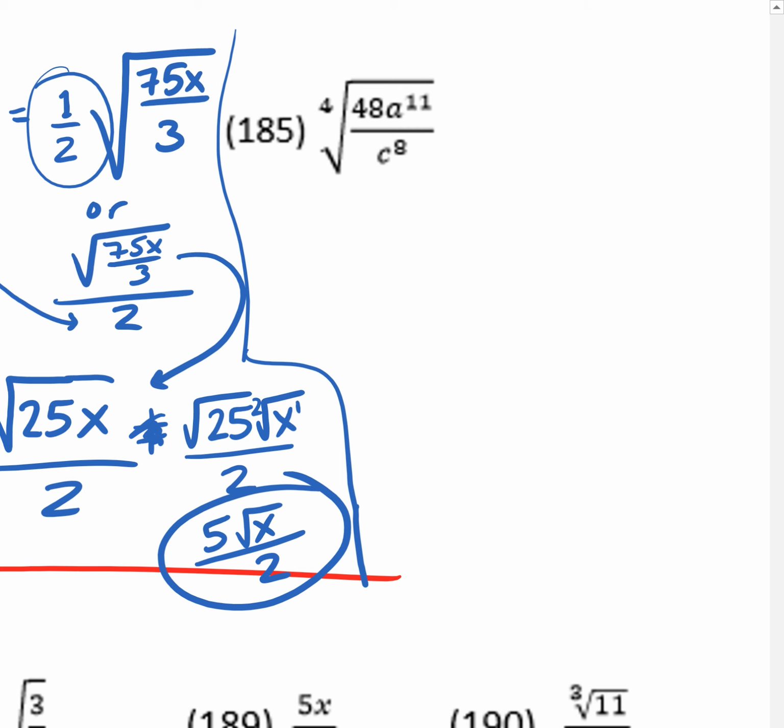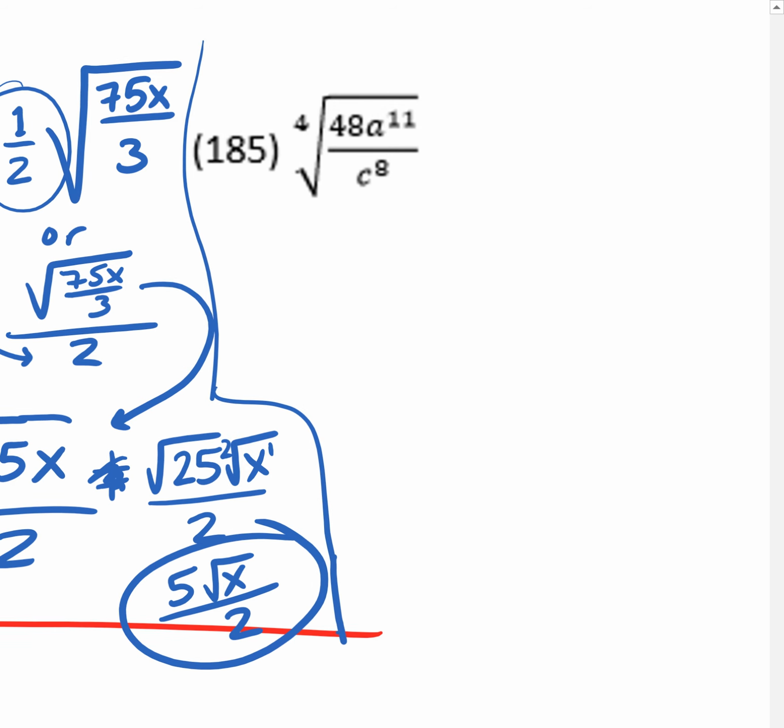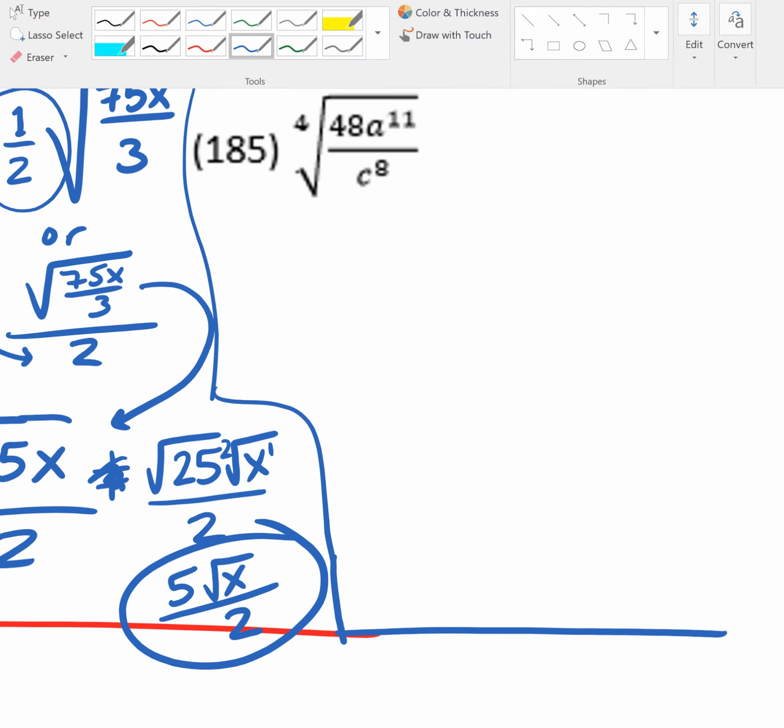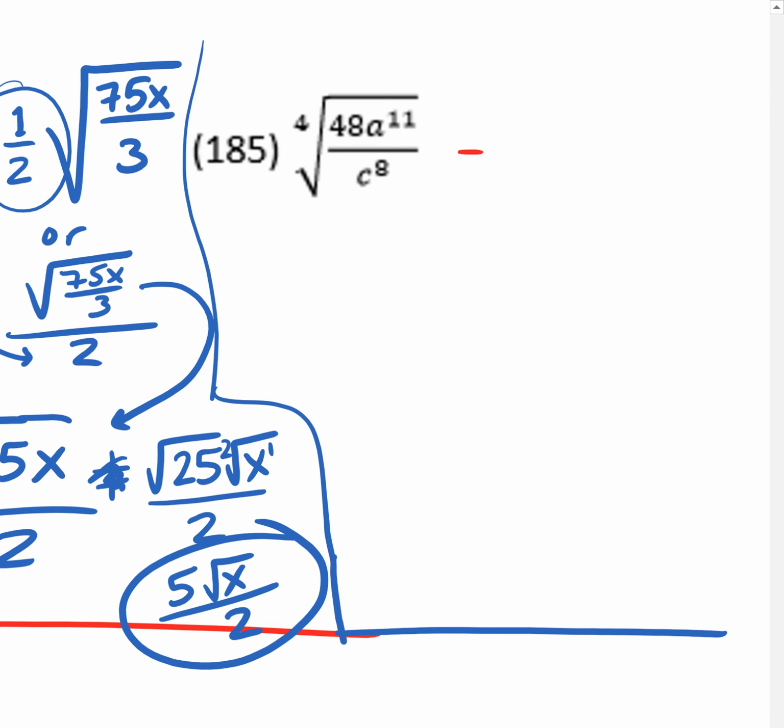Let's try this problem, number 185. We've got a 4th root of 48, a to the 11th, c to the 8th. There's nothing really to combine here, like in the previous problem. I don't have any like terms. So I'm going to see if I can simplify this. But just like before, I'm going to give everybody their own root. The 48 can have its own, the a to the 11th can have its own, even the c to the 8th can have its own. It's in the denominator, but that's okay.